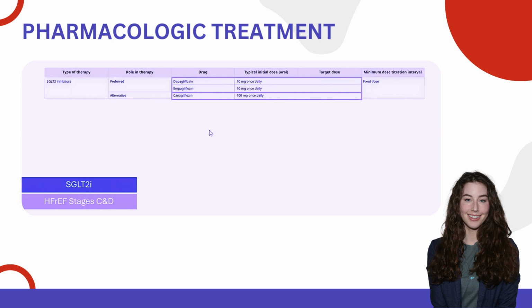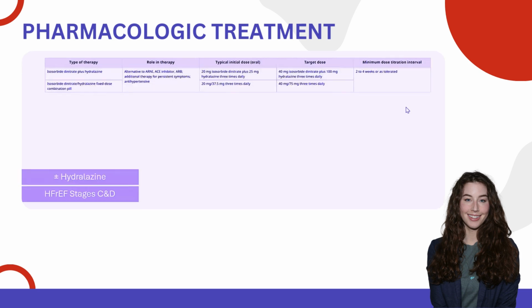It can cause kidney damage, so you don't want to use it in patients with a GFR less than 30. And side effects can include Fournier's, so you're more prone to infections, and it can also cause euglycemic DKA. So just something to watch out for. So those were class 1 recommendations.